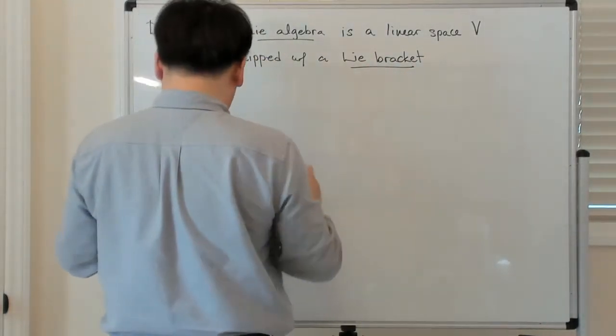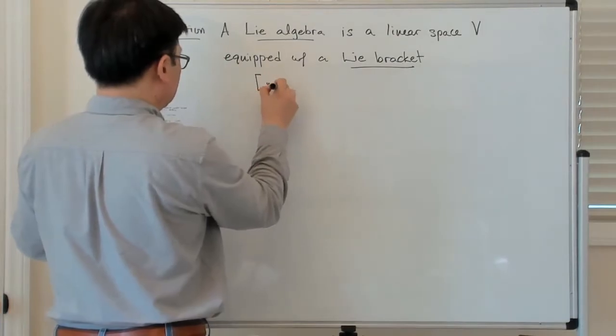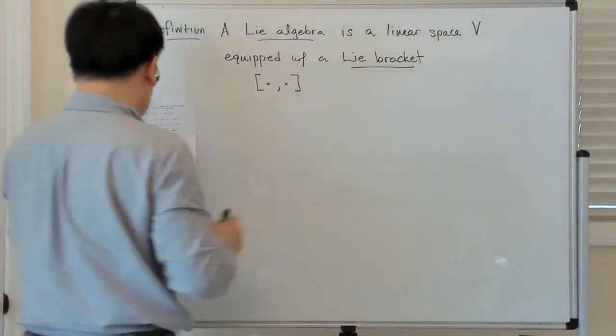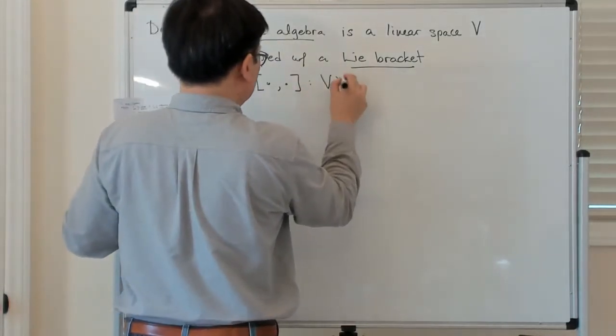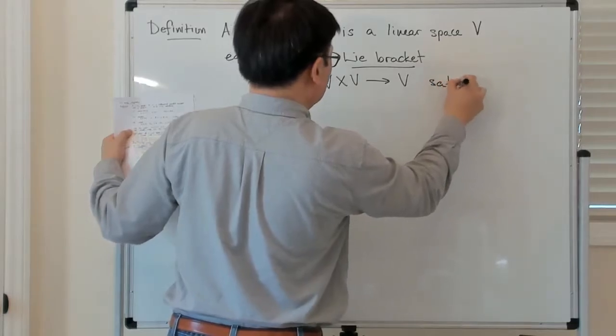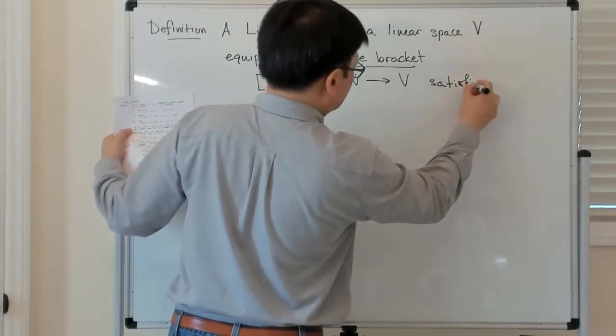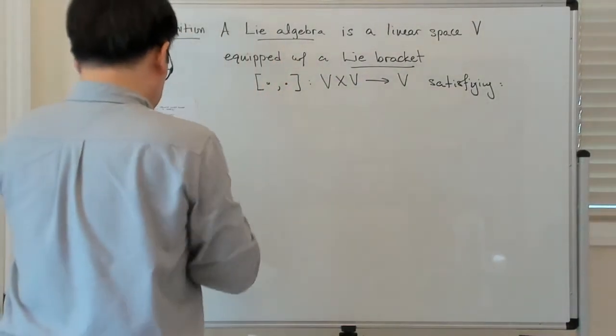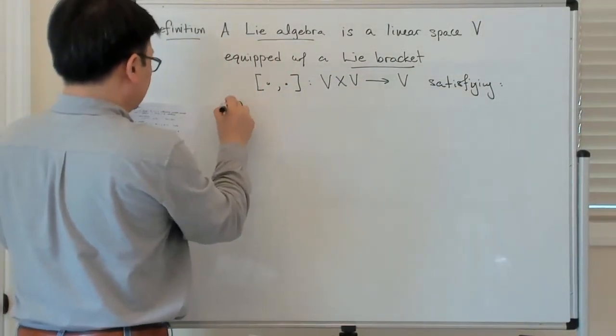And this Lie bracket is the following. It's usually denoted by square brackets, like with two slots. It's a map from V cross V to V, and it satisfies the following. The first one is that it's skew symmetric.